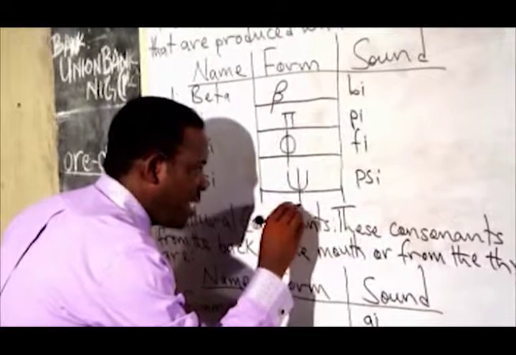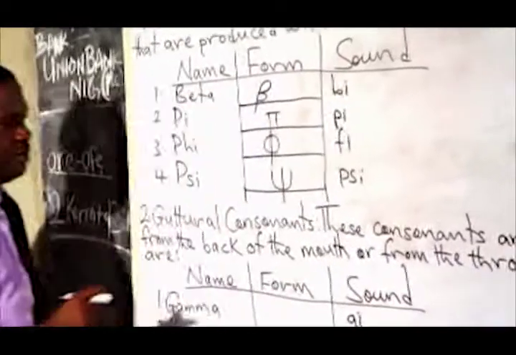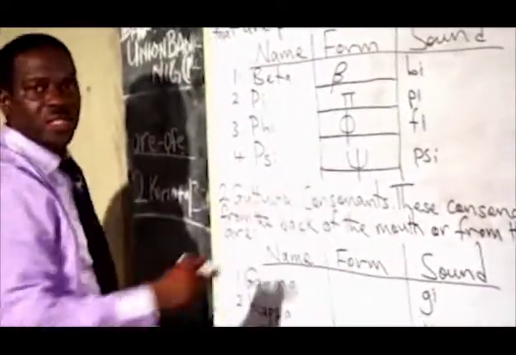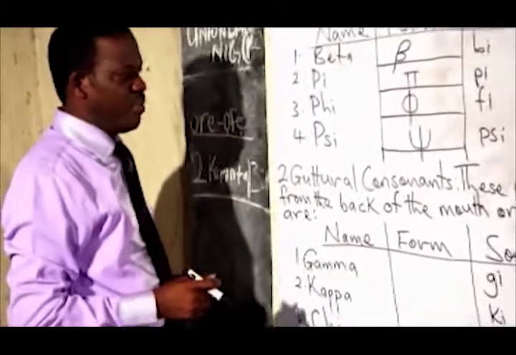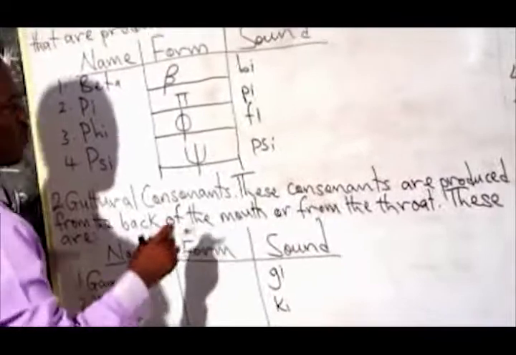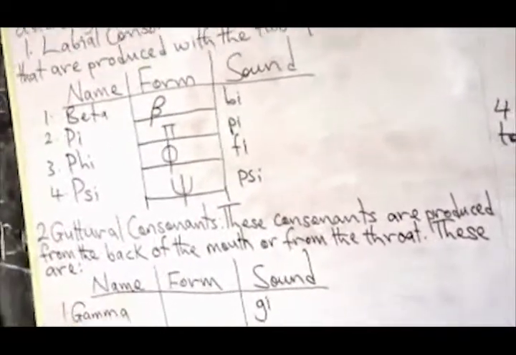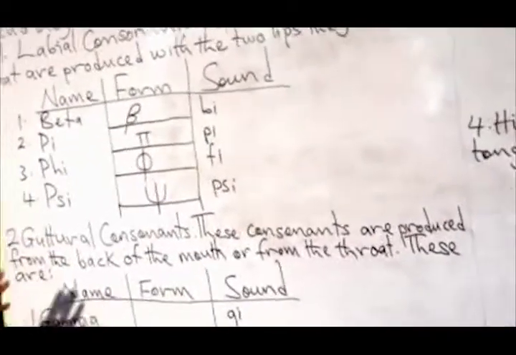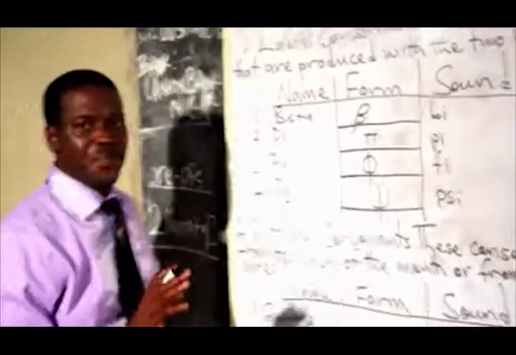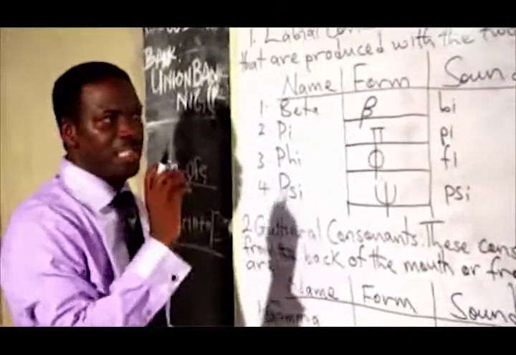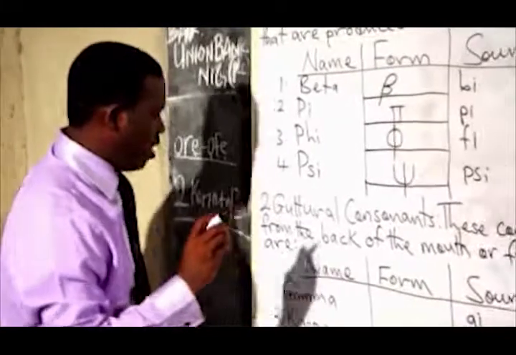we have a vertical line coming below the line. So this is psa, and it sounds as ps. So these are called labial consonants. While pronouncing these consonants, the two lips must come together.